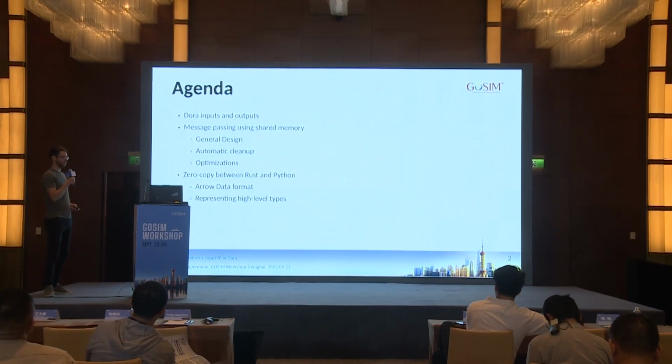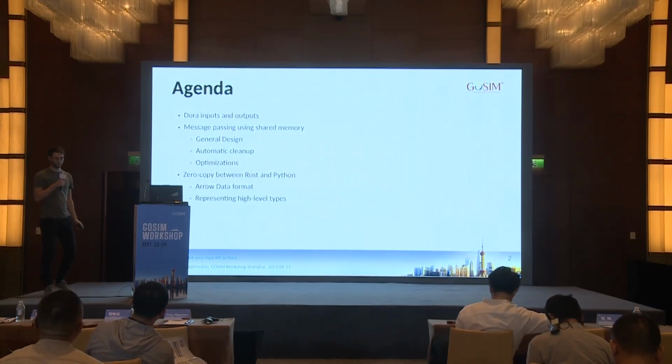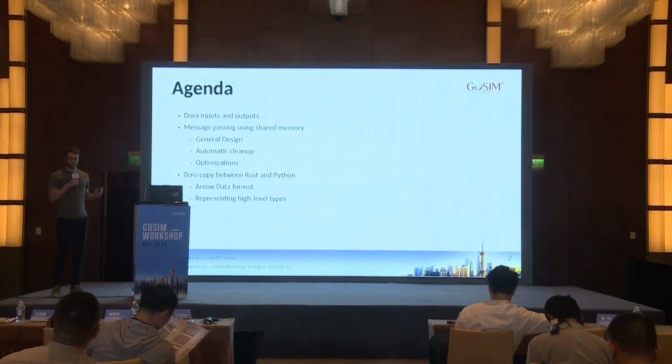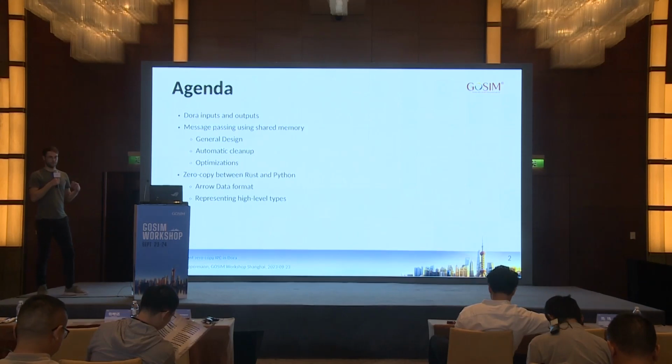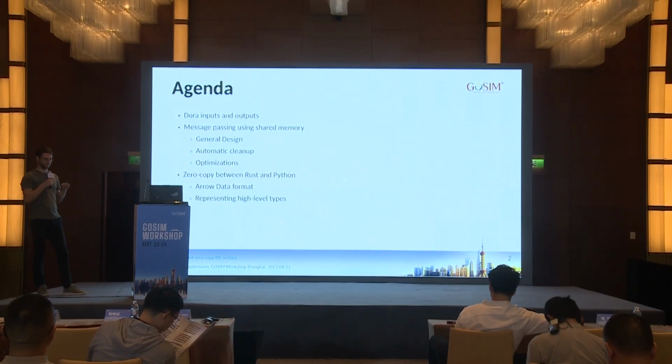In the second part of this talk, we'll talk about zero copy between Rust and Python and how the Arrow format that we already heard about today is going to help with that. And also it's going to help with implementing higher level messages using higher level types.